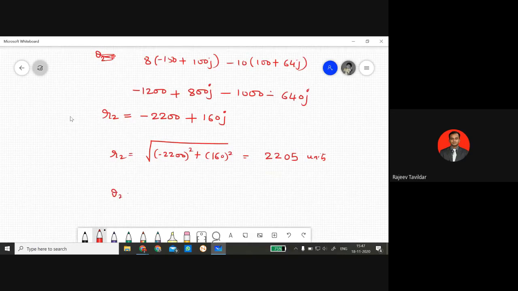Theta 2 will be tan inverse of B by A. So what is B here? The imaginary term is 160, and the real term is minus 2200. So the answer I'm getting here is minus 4.15. Is it correct? Yes, sir.